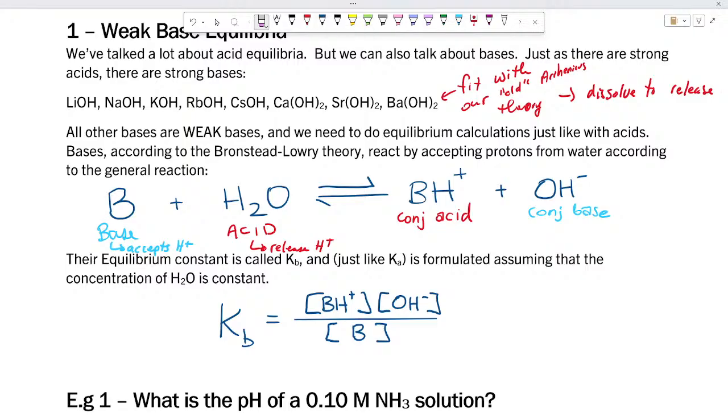In this case, we're not going to put water. And again, because we're in aqueous solution and because the water concentration is going to be much higher than the concentration of anything else, we treat that as a constant. That is part of Kb. Okay. Yep. How's that feel? Okay? Not too bad? All right, can we try this?